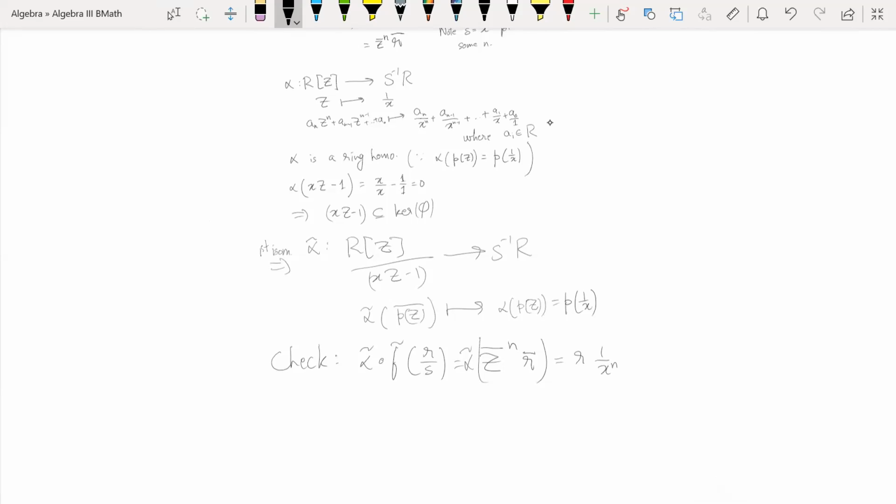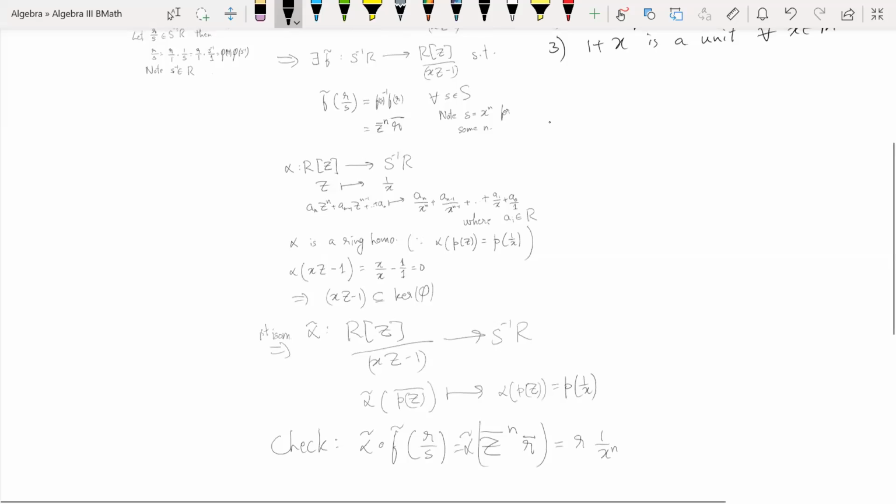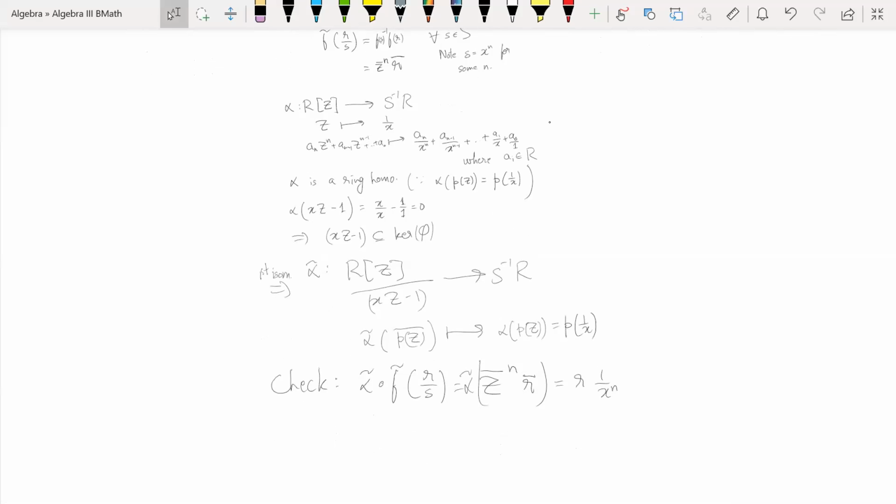Sorry, this was under the assumption that s is x power n. If s equals x power n, then we get this, which is r over s again.